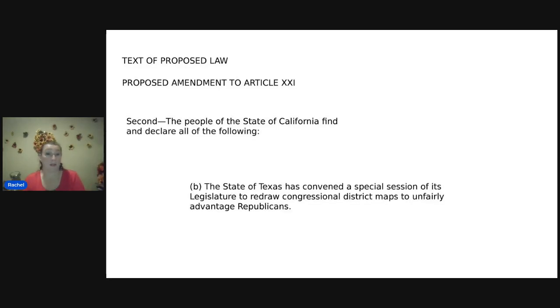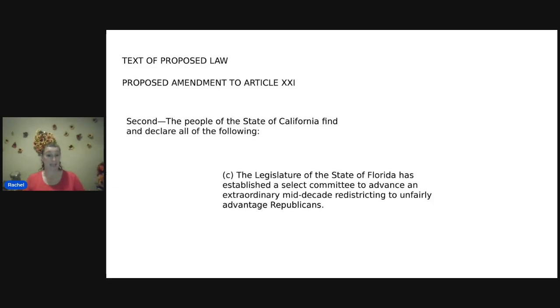Second part, Part B. The state of Texas has convened a special session. Wow, that does not go off the tongue easily. Of its legislators to redraw congressional district maps to unfairly advantage Republicans. C, the legislature of the state of Florida has established a select committee to advance an extraordinary mid-decade redistricting to unfairly advantage Republicans. And it's extraordinary.